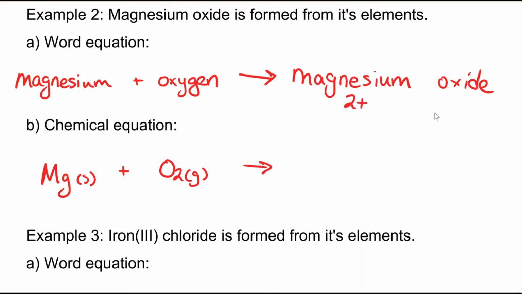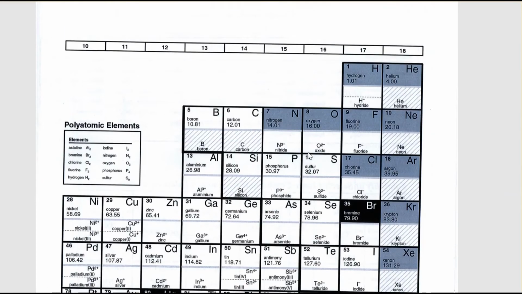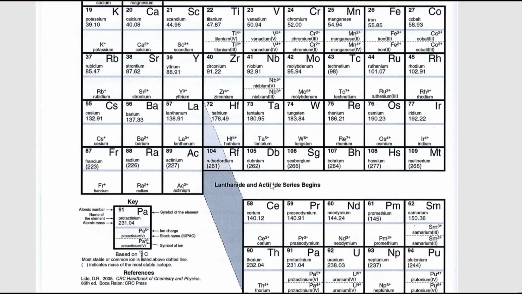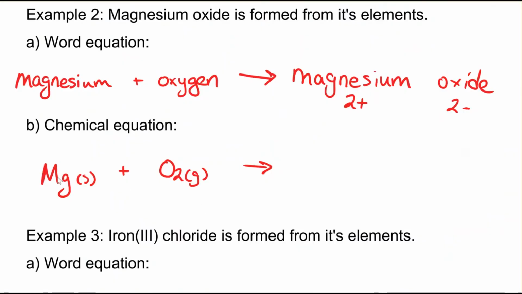Magnesium is 2+, oxide is 2-. You would check your data booklet if you didn't already know that. And we totally could right now if we wanted to, right? Look at that. Oxide is 2-. And if we look at magnesium, magnesium is 2+. Sure, no problem. Magnesium plus oxygen gives me magnesium oxide.